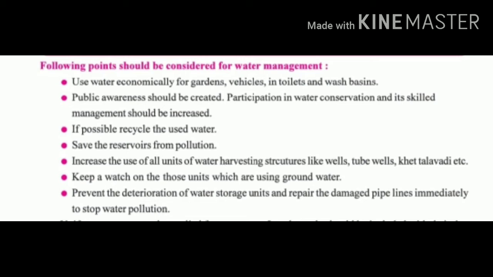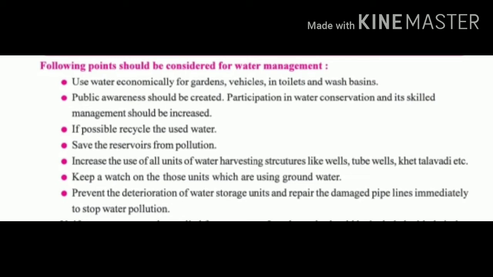Rainwater harvesting is a special method to collect the rainwater and conserve it, including the construction of wells, small dams, khet talawdi, which means farm ponds, etc. Water is conserved through these mediums. This also raises the groundwater level. These may fulfill the requirement of domestic use and agriculture.